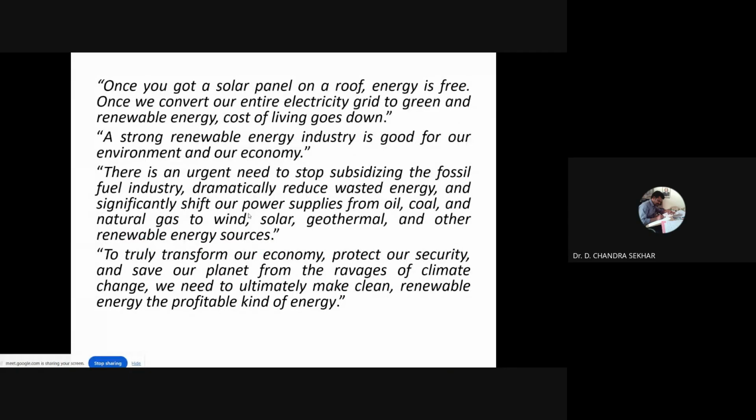So what are the benefits of renewable energies and what are the advantages? Once we put a solar panel on the roof of our house, or our institution or our college, or wherever we are, the energy is free for us. It means we are generating energy. So we can convert our entire electricity grid to green and renewable energy, and the cost of living goes down.